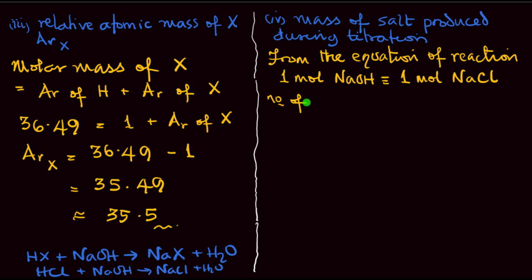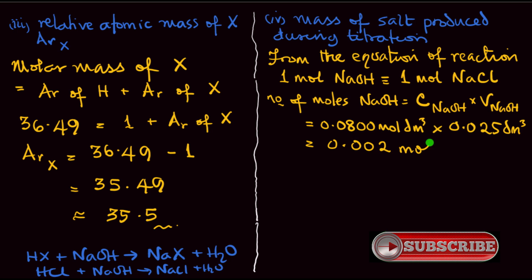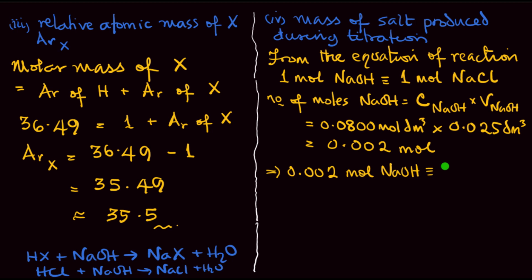So how do you calculate the number of moles of sodium hydroxide here? The number of moles of sodium hydroxide involved in the titration will be equal to the concentration of sodium hydroxide times the volume of sodium hydroxide in dm cube. The concentration of sodium hydroxide used in the titration is 0.0800 mole per dm cube, while the volume used is 25 cm cube. In terms of dm cube, that would be 0.025, that's 25 divided by 1000 dm cube. If we calculate this, that will give us 0.002 mole. So if 1 mole of sodium hydroxide gave us 1 mole of sodium chloride, it implies that 0.002 mole of sodium hydroxide will also give us 0.002 mole of NaCl.